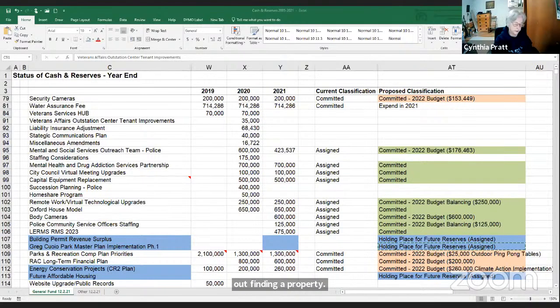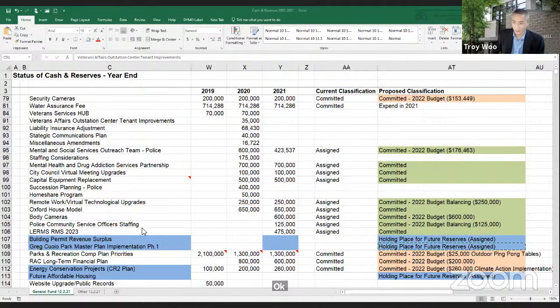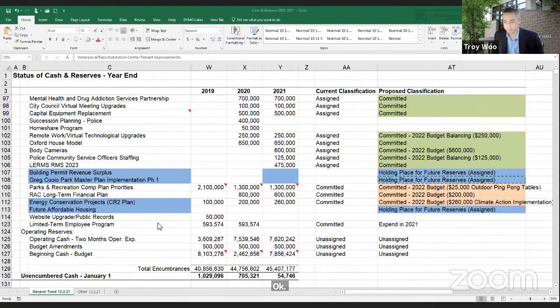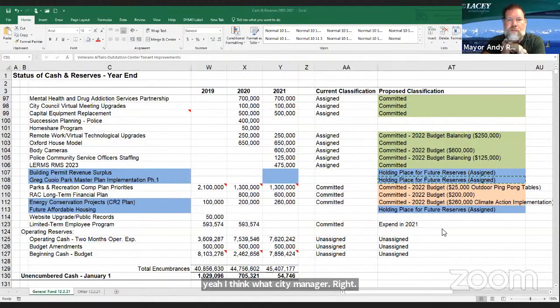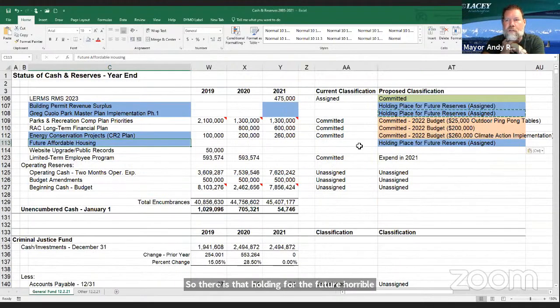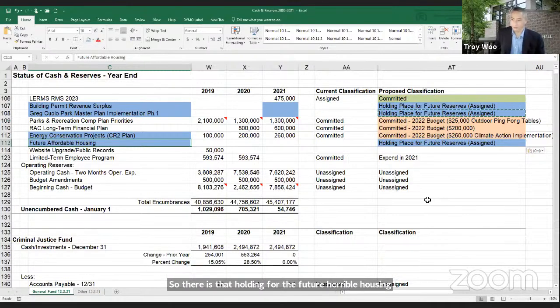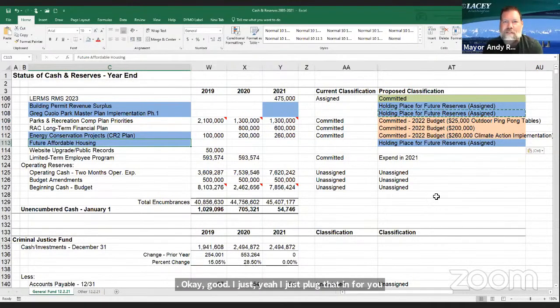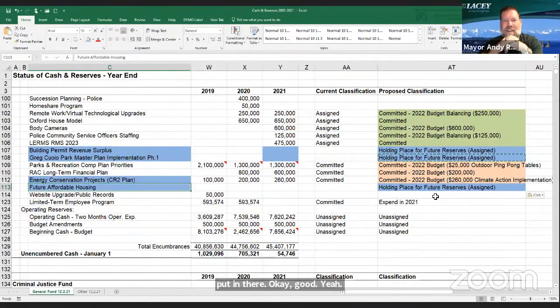Okay. I probably shrunk down the details, if it ended up being zeros in the line item, I shrunk it down so it didn't take up space. But yeah, I think what the city manager relayed. So there is that holding for the future affordable housing. Okay, good. Well, I just plugged that in for you. Oh, so you just put it in there. Okay, good. Yeah. Thank you.